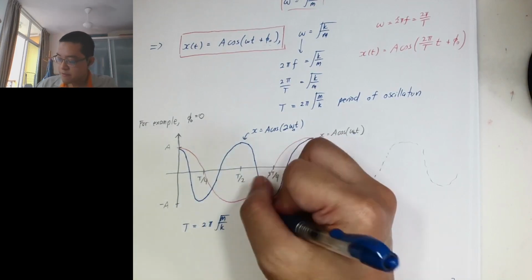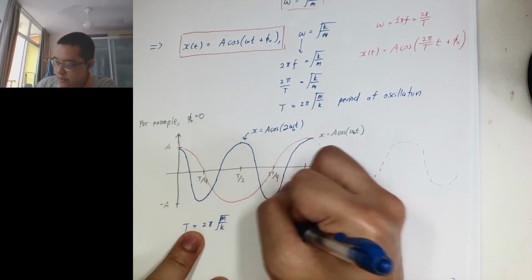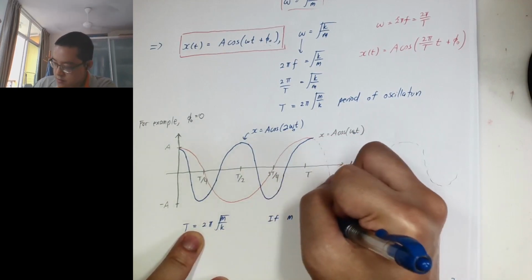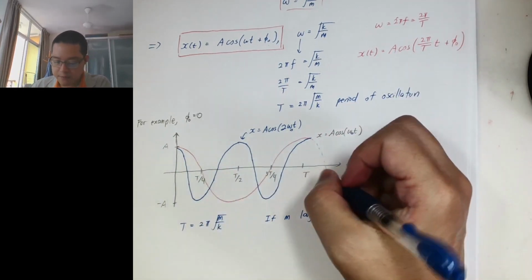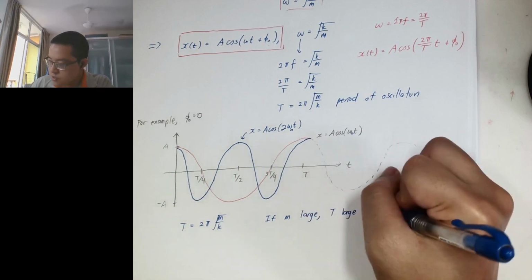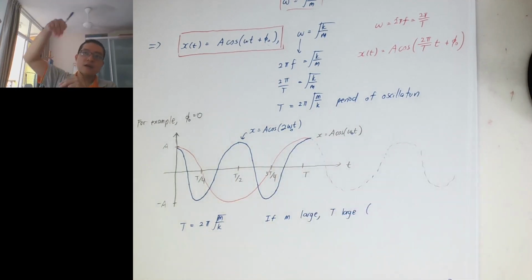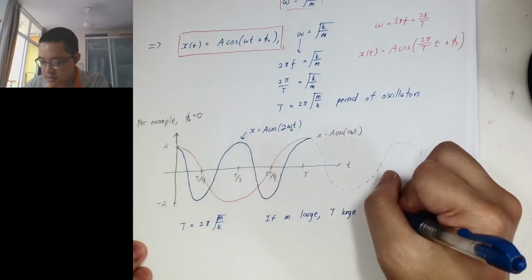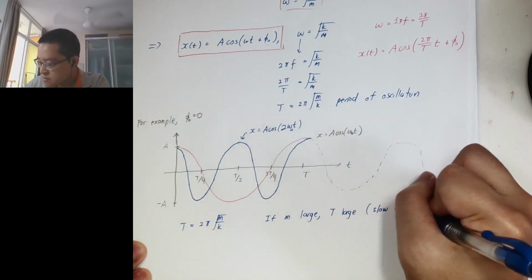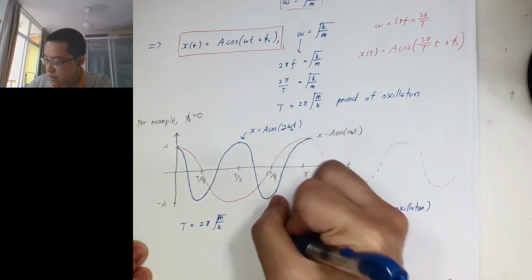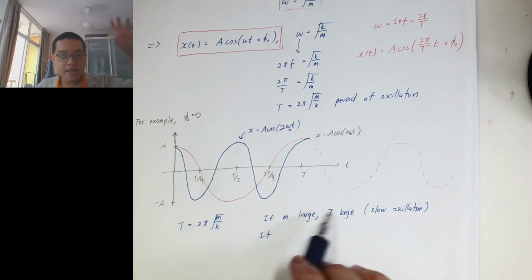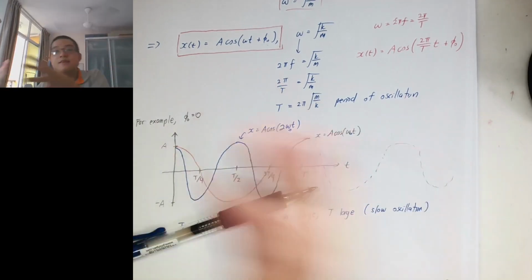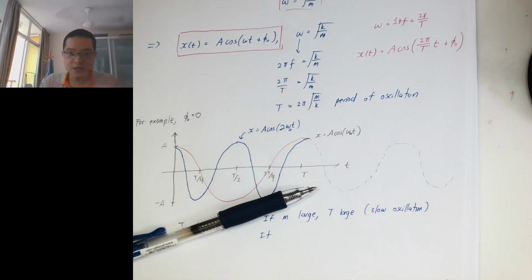So from here we get various situations. If m is large, then T is large. If m is a higher number, then T becomes a higher number. If T is large, it means it takes a longer time to go one period, so it is a slow oscillation. And if m is small, T is also small. So a heavy object goes very slow, which makes sense to what our imagination expects.